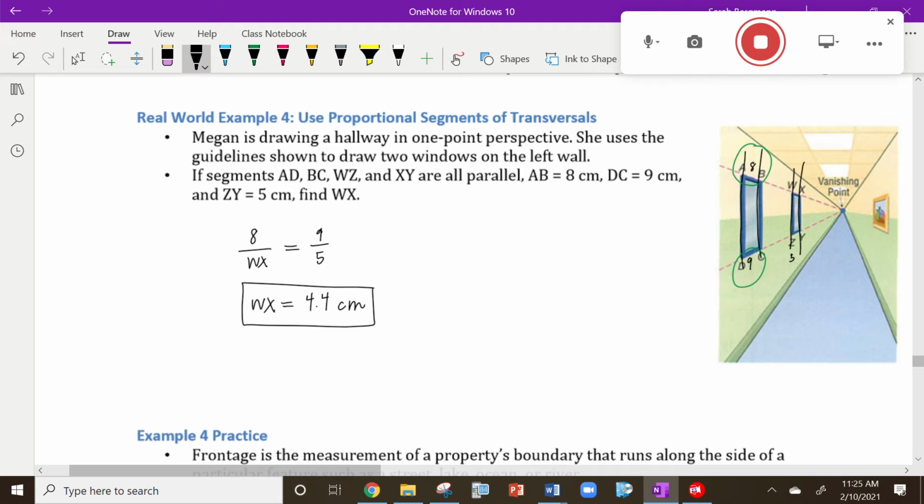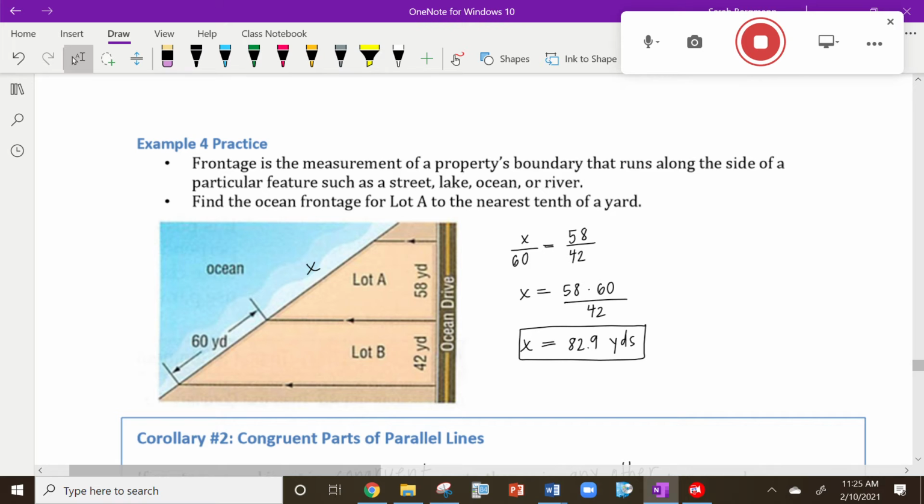I want you to pause the video and try the practice problem below. Here's the correct answer for that.